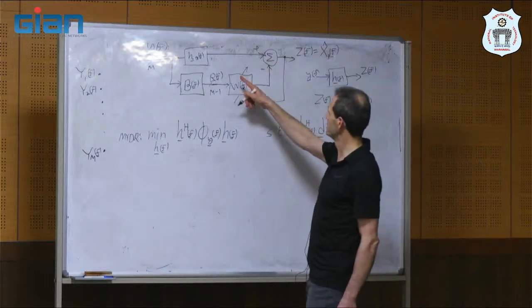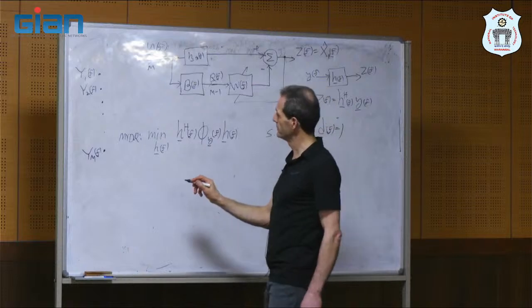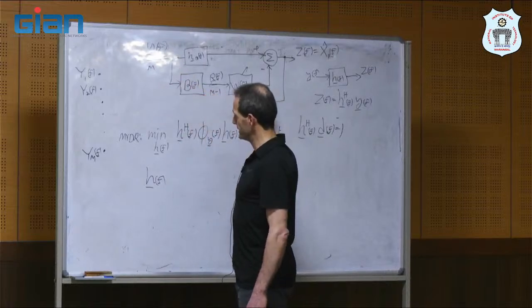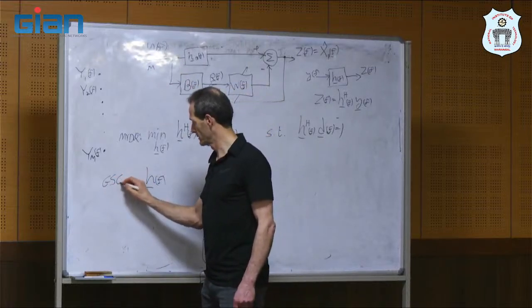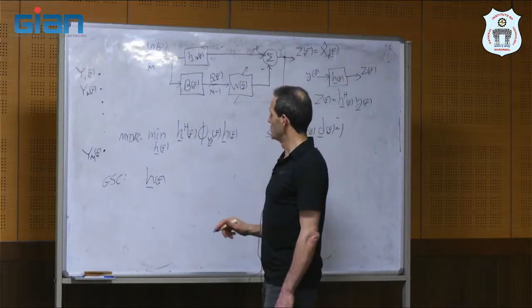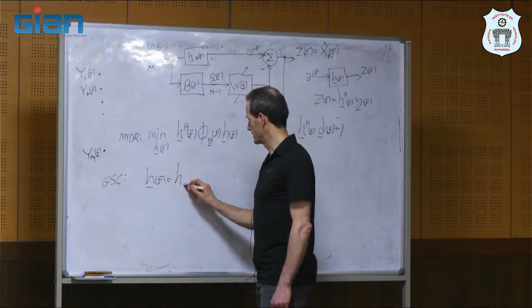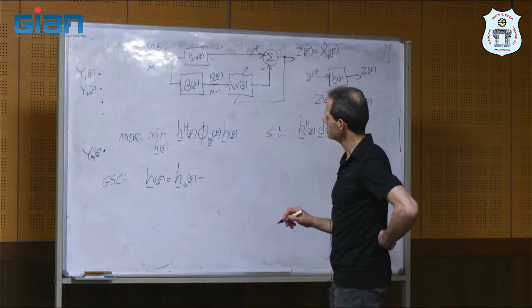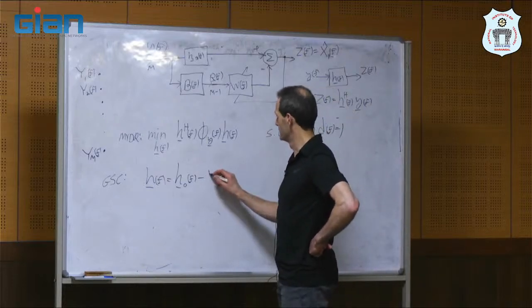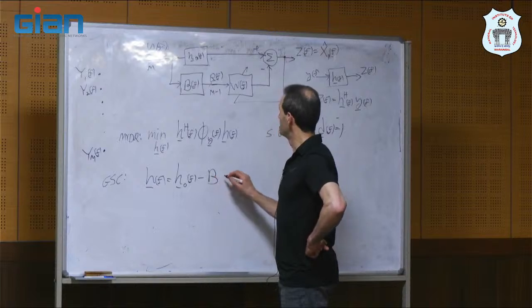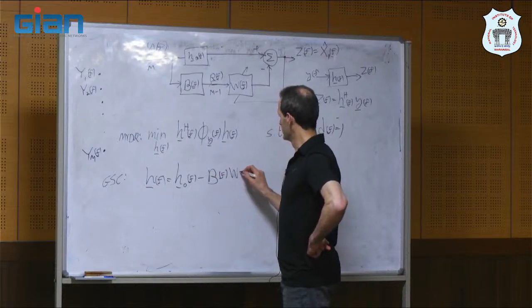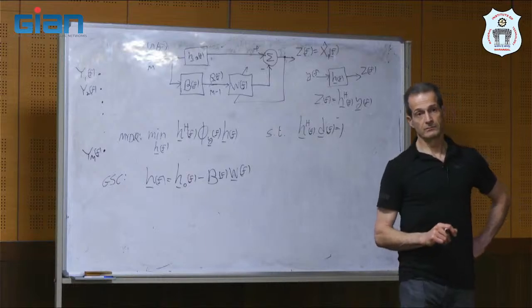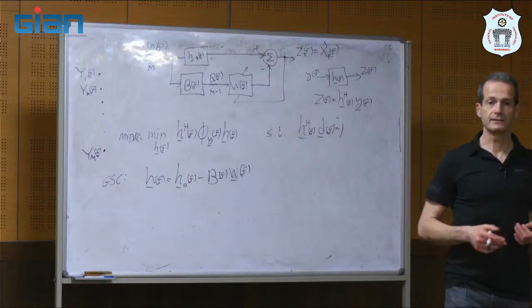So here we can write H using this GSC, generalized sidelobe canceller. We write it as H0 minus B W. Okay, so we can always write something like this.